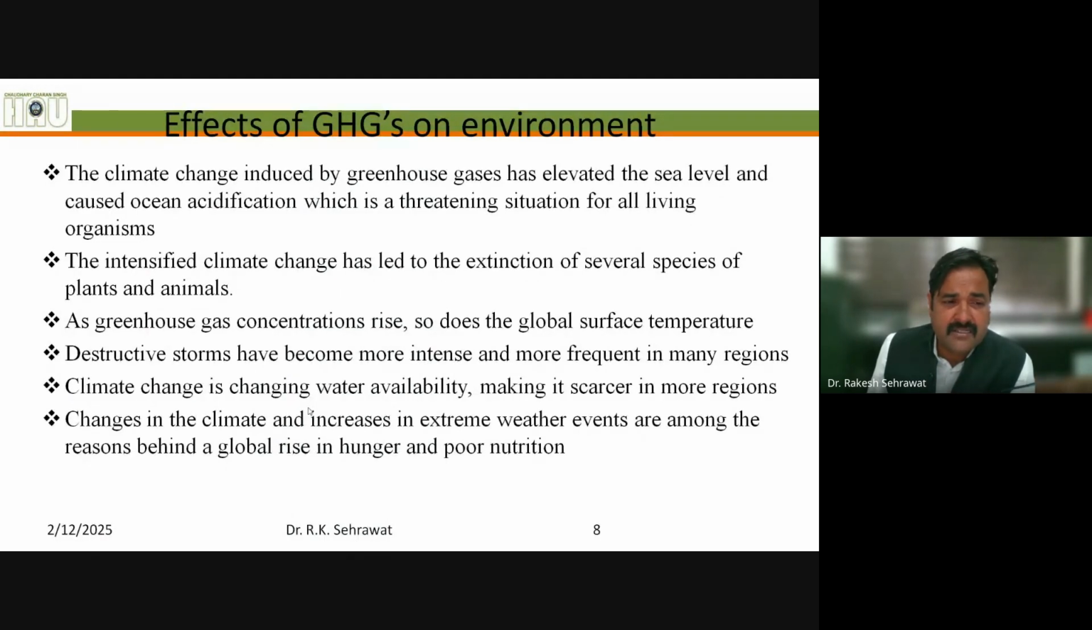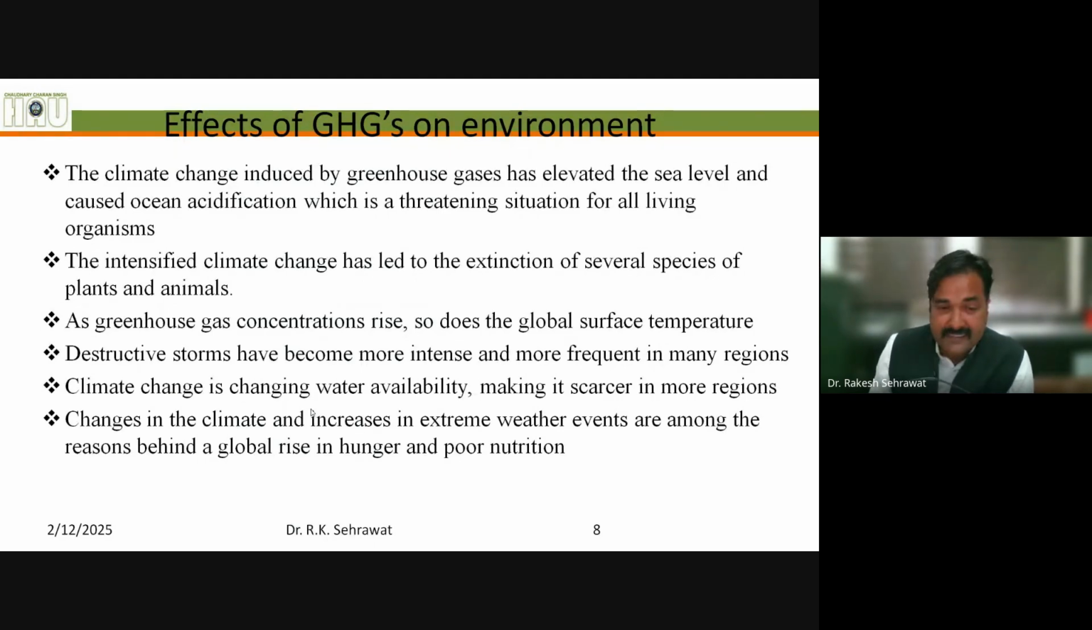And the effect of this, everyone knows what is the effect of the GHGs. The major effect is it elevates the overall temperature of the earth. The average temperature is increasing every year. Then destructive storms have become more intense. Then climate change is changing the water availability, like the people from Chennai, they can understand more. Chennai is in the red zone for the groundwater. And my own hometown, that's also under red zone because the water table goes more than 600 meters. And in some areas, we are not having the groundwater.